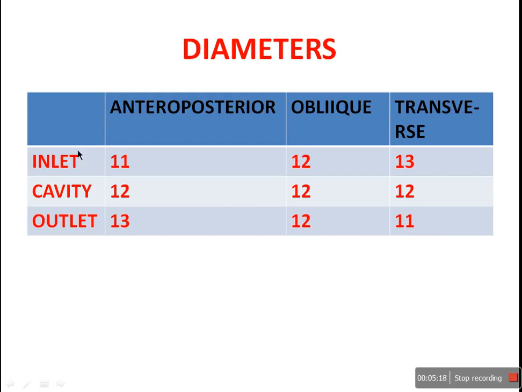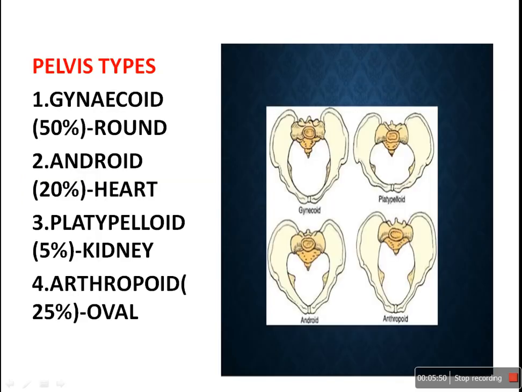If you can remember this box easily, you can write the answer. Sometimes a question may ask which is the largest diameter. It is 13 in the transverse, in the inlet area. Also in the outlet area, the anterior-posterior 13 is also the largest point. Then everywhere in the cavity, the diameters are the same. So these are some of the diameters.